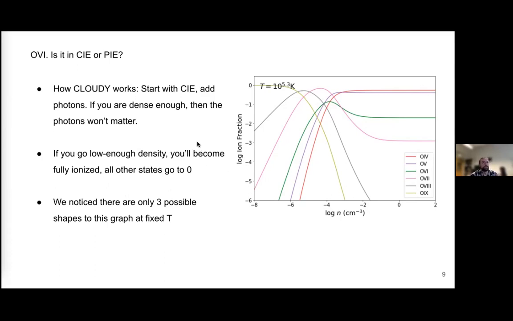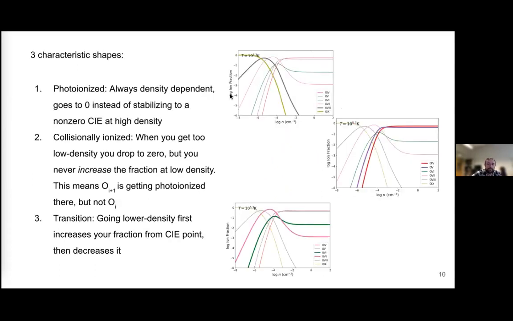So what we figured out was that there are only 3 possible shapes to this graph, and that'll help us define collisionally ionized or photoionized temperature snapshots. So what I mean is that the 3 kinds of shapes, and we see all 3 of them in this image, and they're highlighted in each of these things.